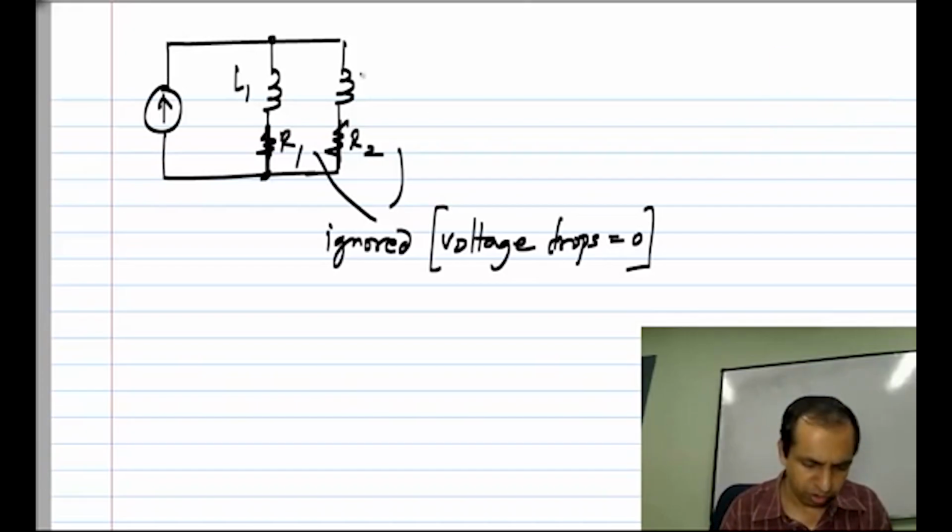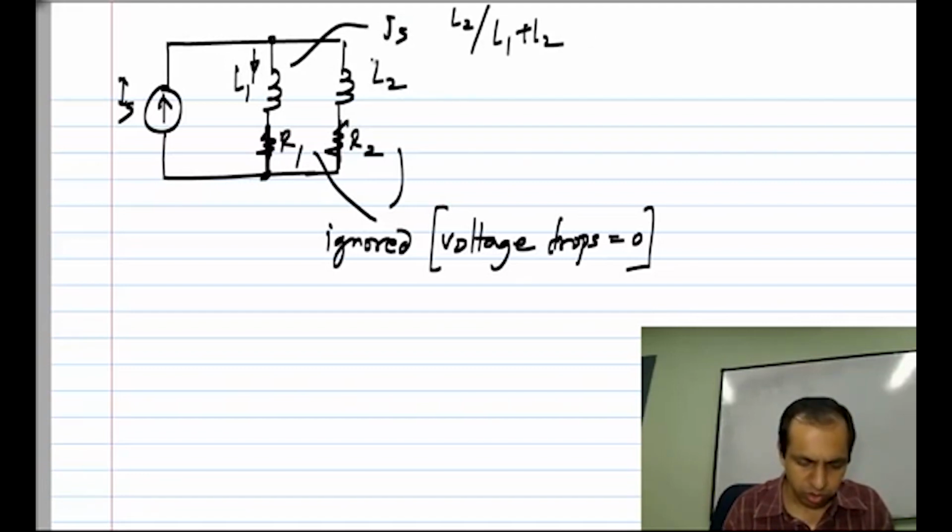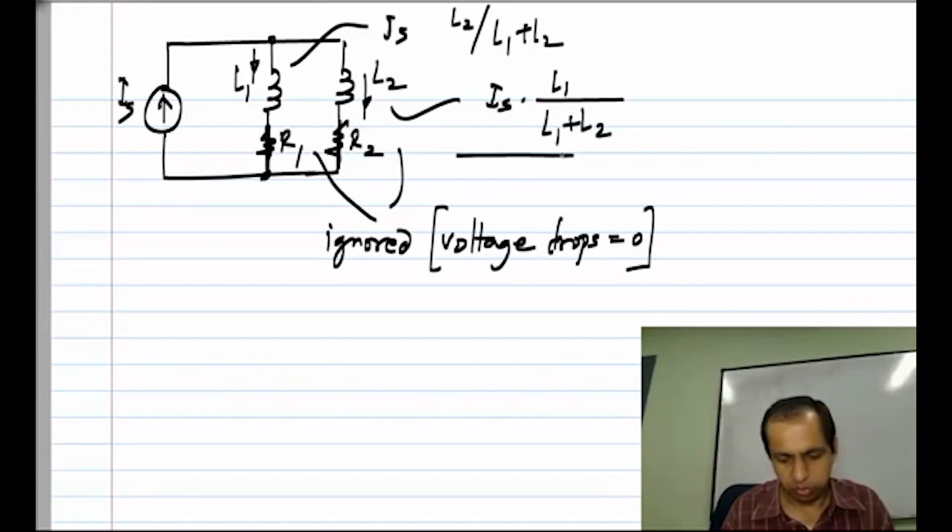Okay. We have L1 and L2 and we have Is, and you clearly see that the current divides in inverse ratios of the inductors. So through L1 we would have Is times L2 by L1 plus L2, and through L2 we will have Is times L1 by L1 plus L2.